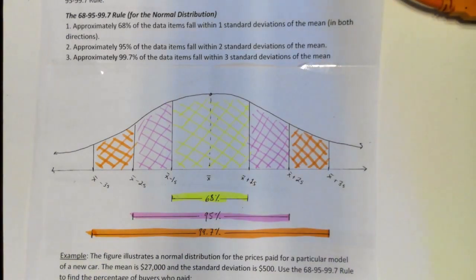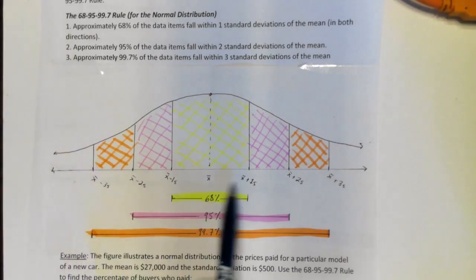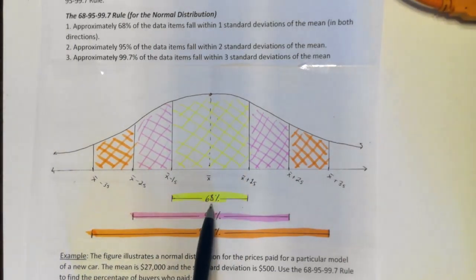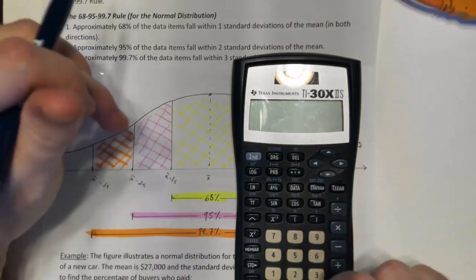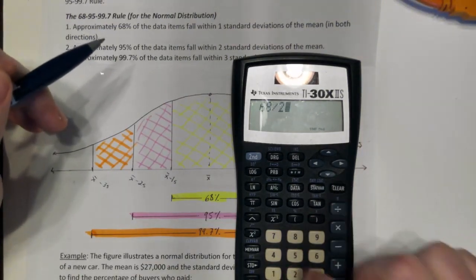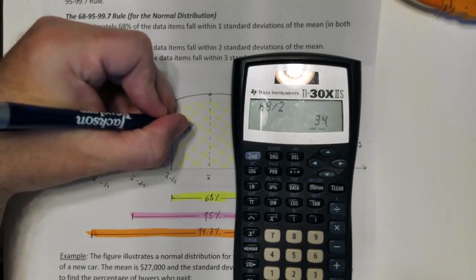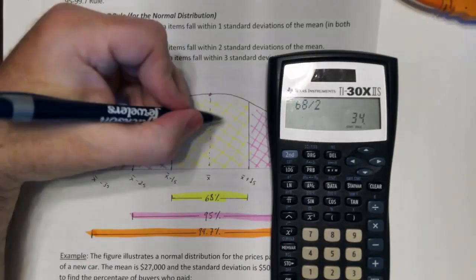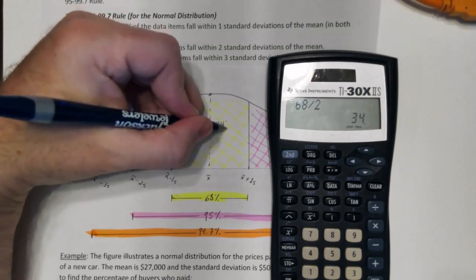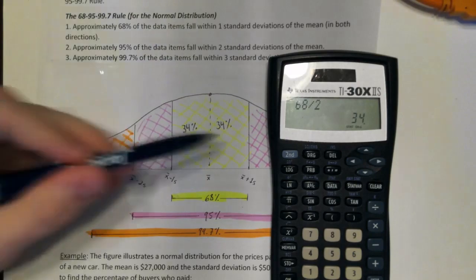So in order to figure out how much is in each of these regions, well, we know this is symmetric. This is 68 from here to here. 68 divided by 2 is 34, so this is 34%, and 34% here. So what I want to do is figure out what percent is in each of these.